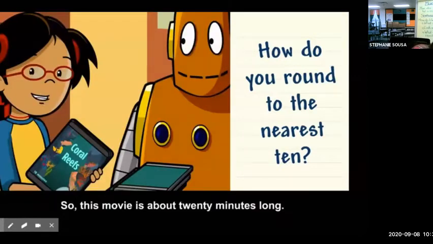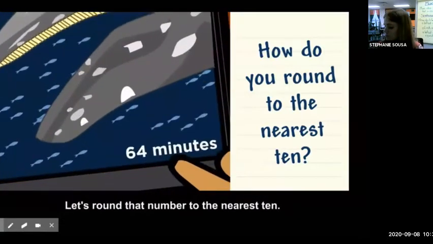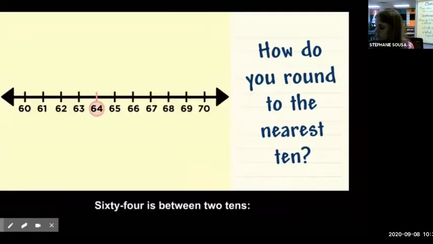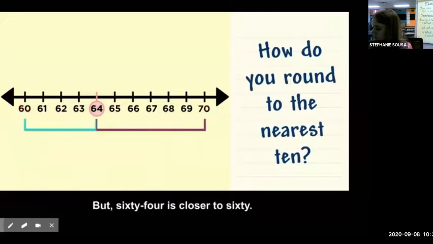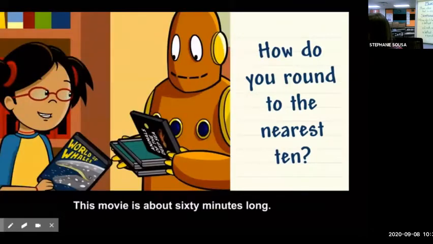So this movie is about 20 minutes long. This movie on whales is 64 minutes long. Let's round that number to the nearest 10. 64 is between two tens, 60 and 70. But 64 is closer to 60. So when you round 64 to the nearest 10, you round down to 60. This movie is about 60 minutes long.